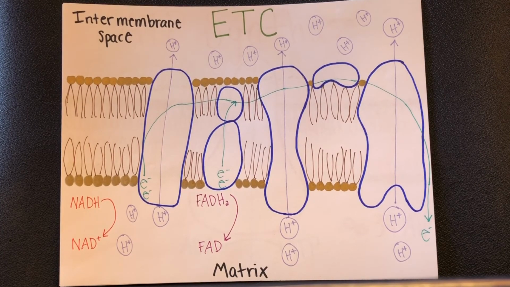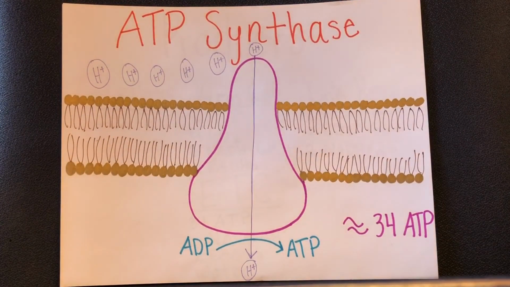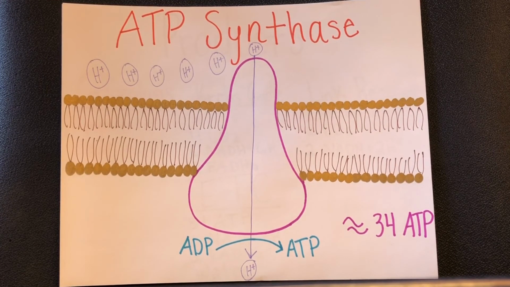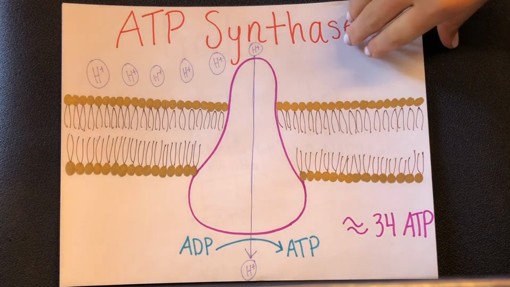The releasing of the H+ ions causes a concentration gradient in the inner membrane space, so the H+ ions want to come back into the matrix. However, they can only get back through a special protein port called ATP synthase. When the H+ ions go through this port, ADP is phosphorylated to become ATP. This process produces about 34 ATP.